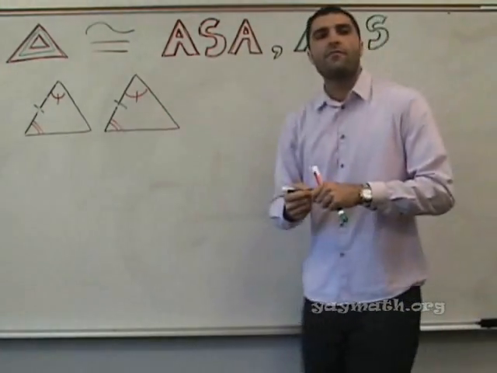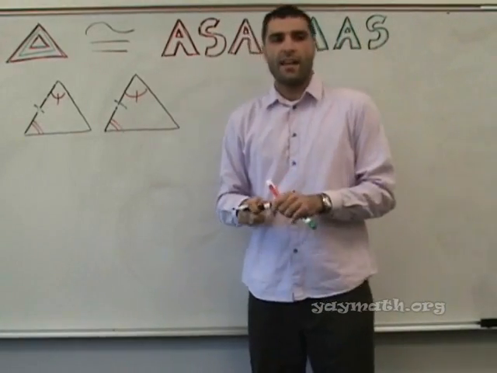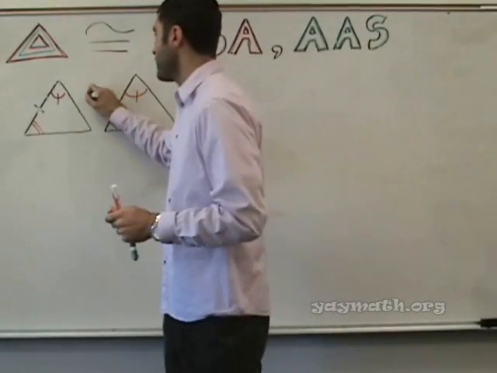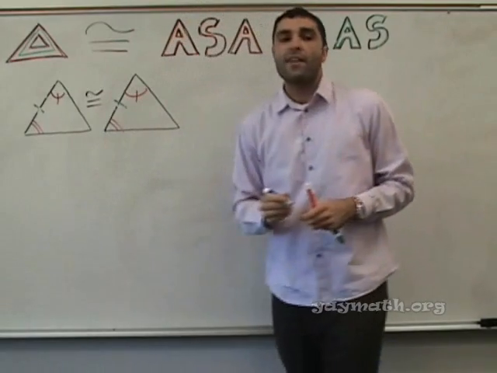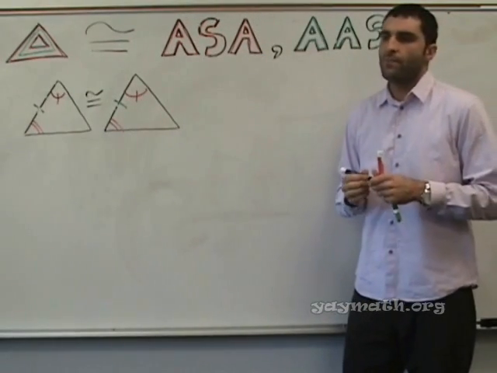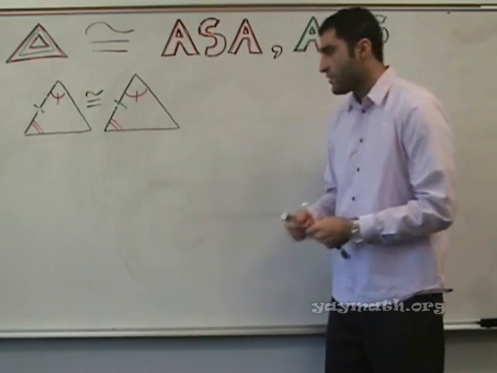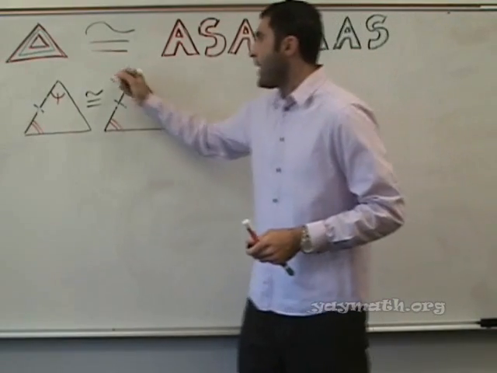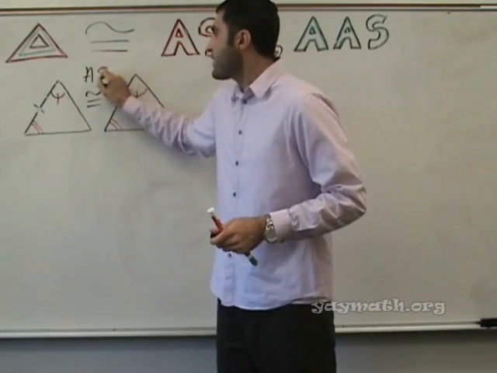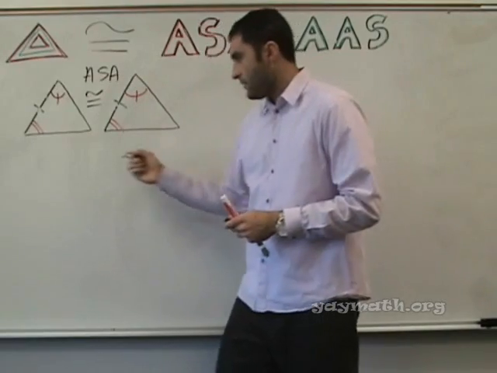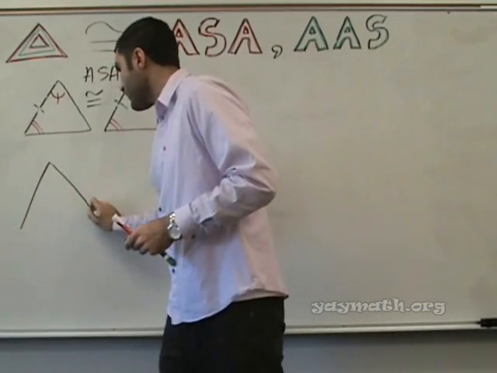What does ASA stand for? Angle, side, angle. Very good. So we could say these two triangles are congruent. If they have anything less, then they're not congruent. That's the point. So let's draw two more. So these are congruent by ASA. Next two. All right, you can draw them however you like.